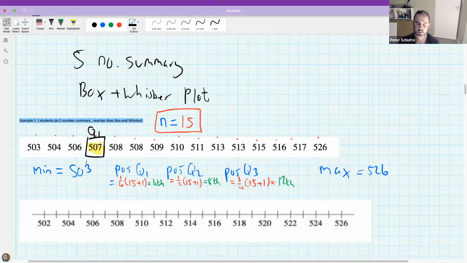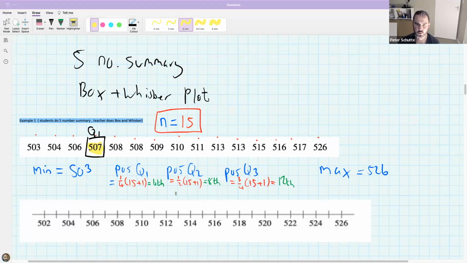So it seems like the Q1, or the lower quartile, is in the 4th position, so it's 507. Q2, or the median, is in the 8th position. So that is there. And Q3 is in the 12th position. Yeah, Yazi, I agree with you. We're getting the same values.